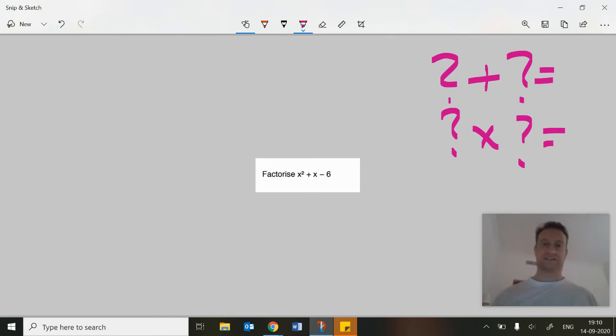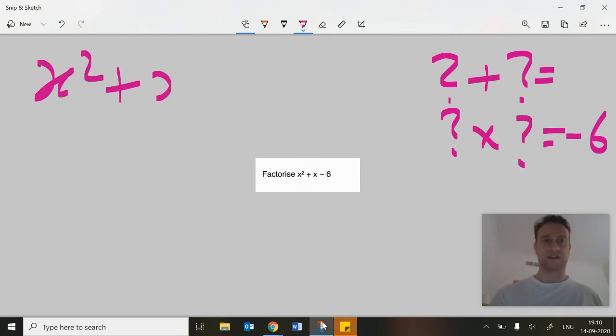Got those two things? Something times something is minus 6. Something plus something is, there's a hidden 1 there. This one says x squared plus x minus 6, and there's kind of a hidden 1 in front of the x. So we've got equals 1. Now again, we've got to try and solve that problem.